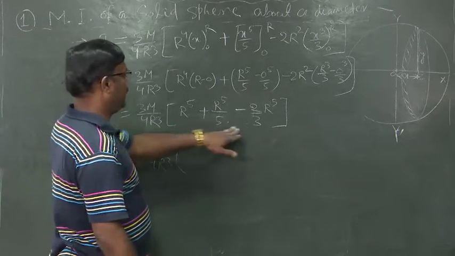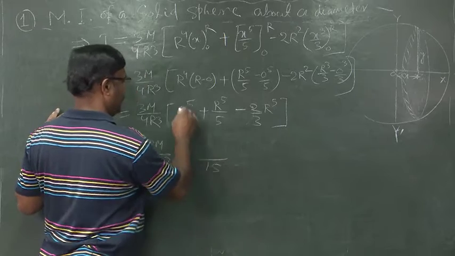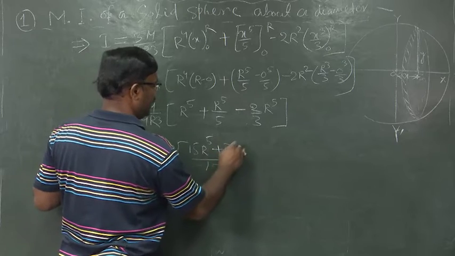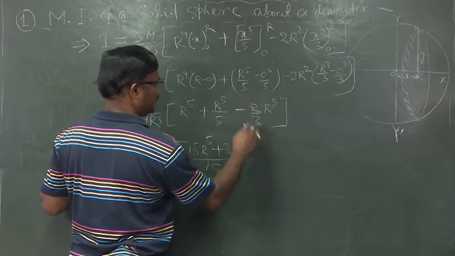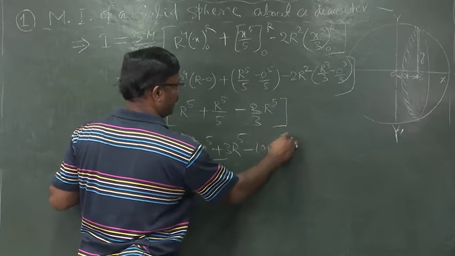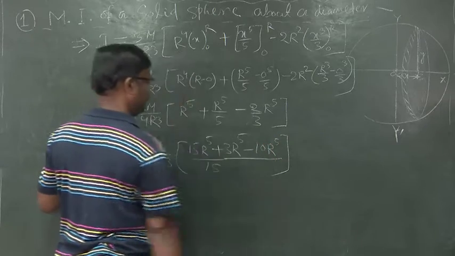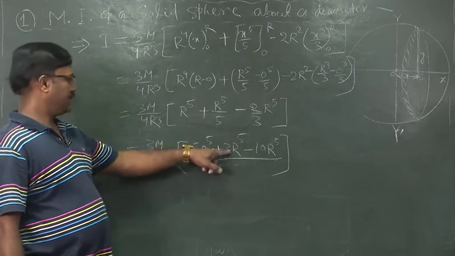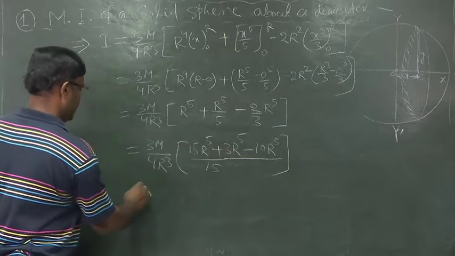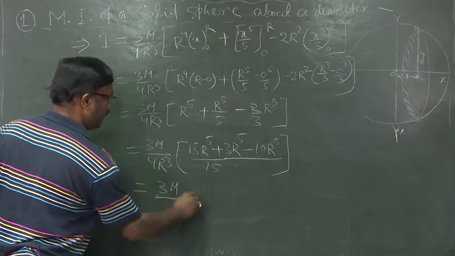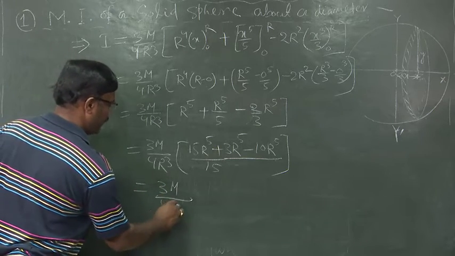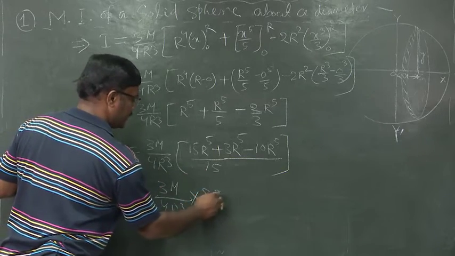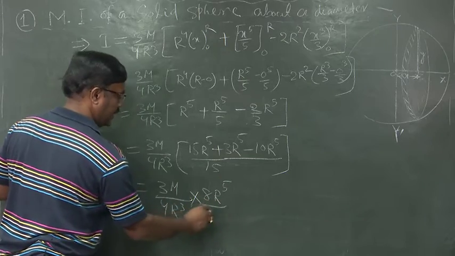into, the LCM will be 15. So, here it will be 15 r to the power 5 plus 3 r to the power 5 minus 10 r to the power 5. So, this can be simplified into 15 plus 3 minus 10, which is 8, and this is equal to 3m by 4 r cube into 8 r to the power 5 by 15.